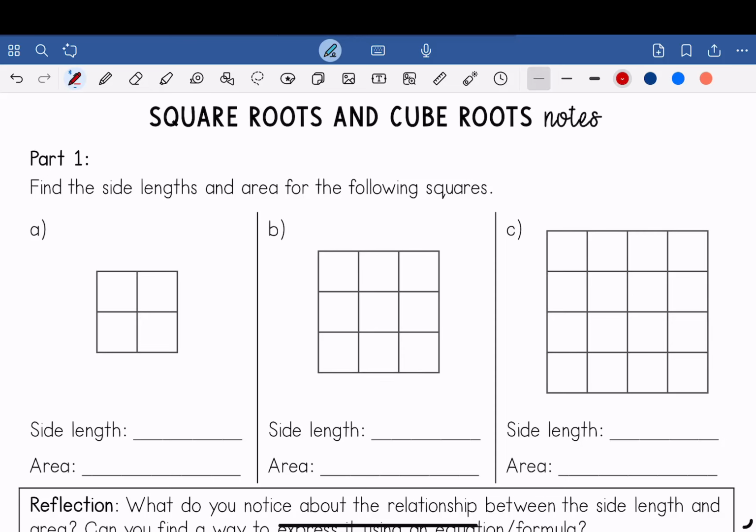Square roots and cube roots. Notes. Part 1. Find the side lengths and area for the following squares. A, we have 2 squares. Therefore, the side length is 2 units.